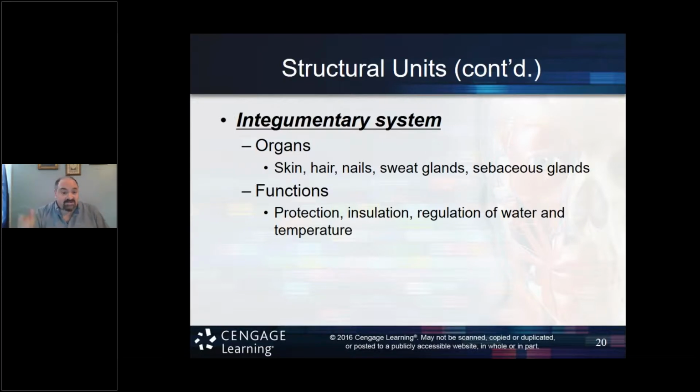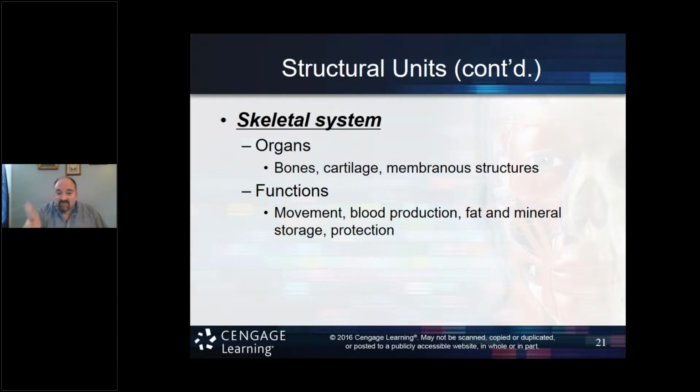So the integumentary system is your skin, as well as the supportive structures, so the hair, nails, sweat glands, sebaceous glands. Skeletal system, the bones, the cartilage, the membranous structures that contain the cartilage and that help to secure. So ligaments help to secure bone to bone.